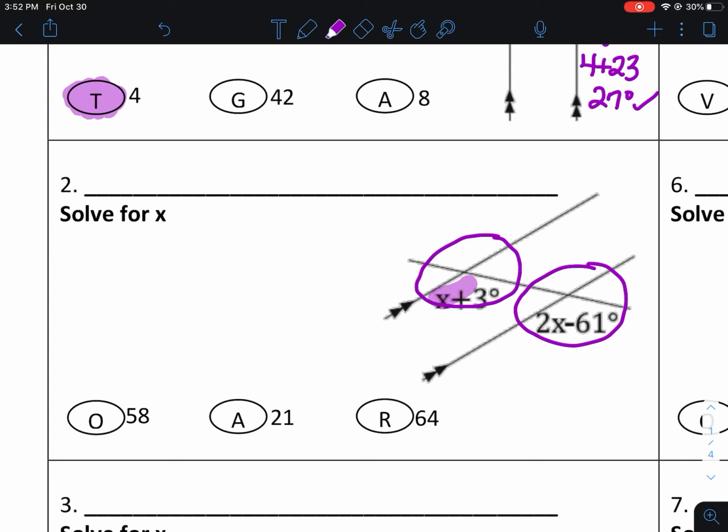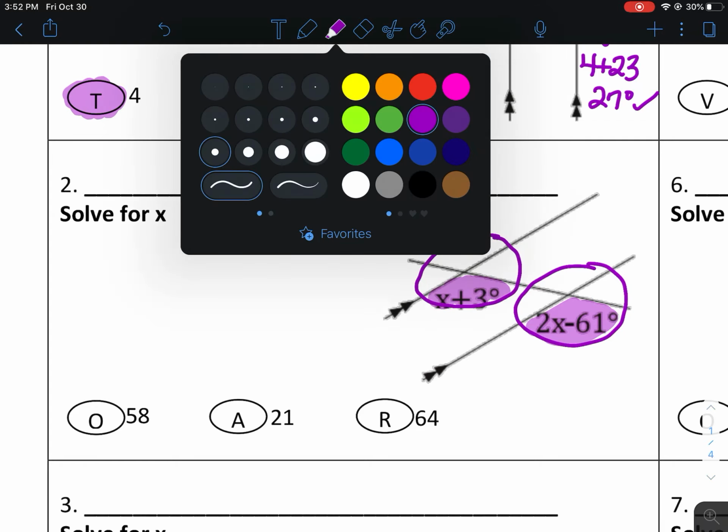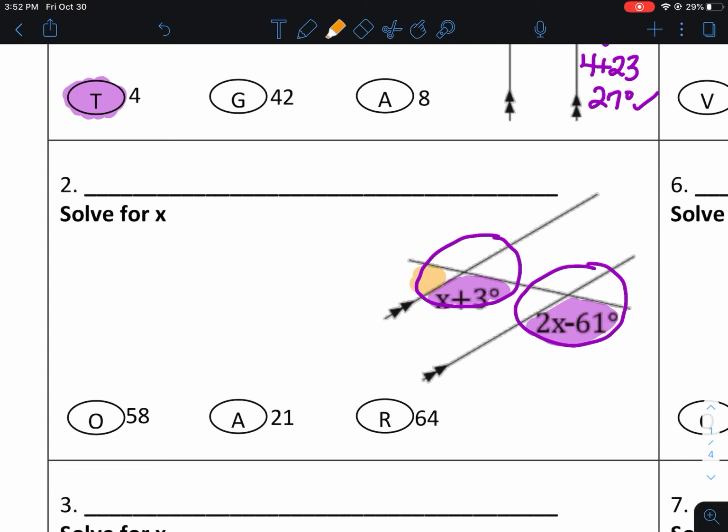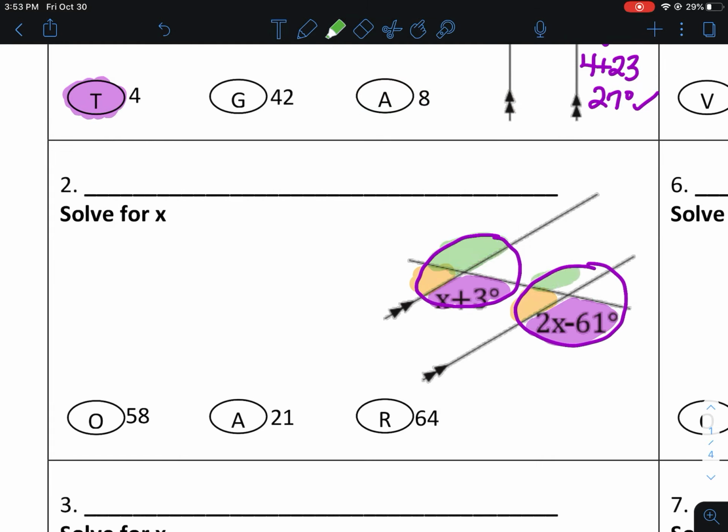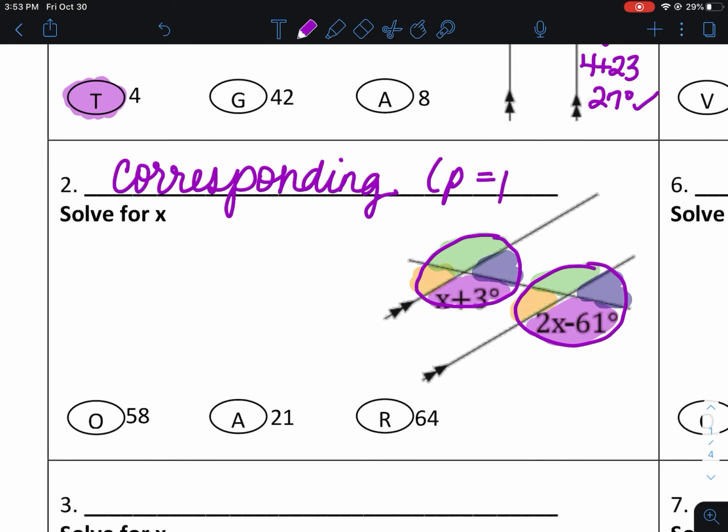Okay, so these down here are in the same spot, just like these, they are both on the left side. They're in the same spot. And then the top angles, they're in the same spot. And then the ones over here to the right, they're in the same spot. So these are what we call corresponding angles. Okay, so they're corresponding, and corresponding angles are obviously equal to each other. They look the same. So that's part equals part.